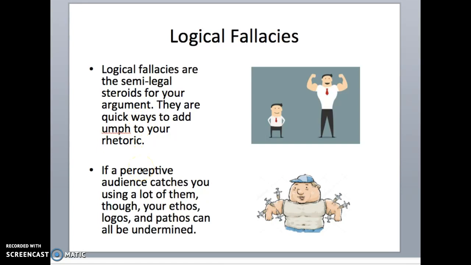And if a perceptive audience catches you using them, then clearly your argument's going to be affected. Your ethos is undermined because people will no longer trust you. Your logos is undermined because, well, it's illogical. And your pathos can really be undermined because you're no longer connecting with your audience. Your audience is kind of looking down on you. So while logical fallacies are very popular and can be very effective, they're not logical. And we'll talk about some examples, as I said, here in a little bit.